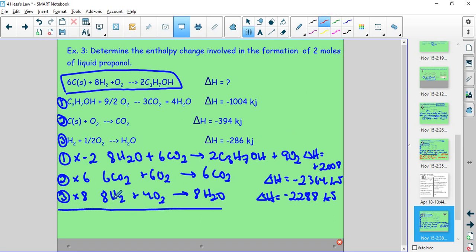All right, let's see what cancels out. Well, look, fortunately, the waters are gone, right? 8 waters on both sides. Now, what else did we not need? We didn't need CO2. Let's see if we can cancel out 6 CO2 here, and that should cancel out here. Yes, right here.